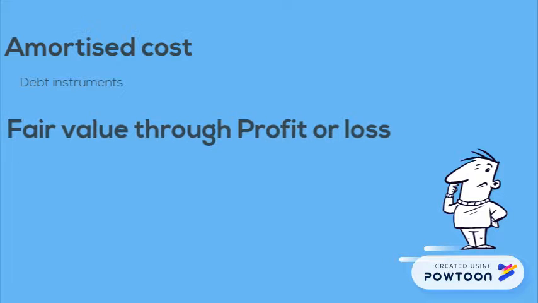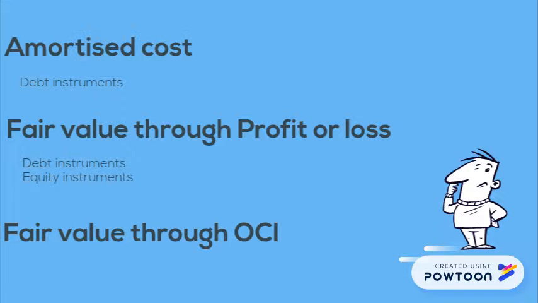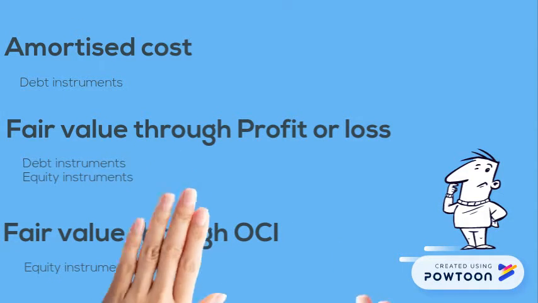Within these buckets, it's important to remember that only certain instruments may fall into them. For example, with amortized cost, you may only select debt instruments. With fair value through profit and loss, it can either be a debt instrument or an equity instrument, and with fair value through OCI, only equity instruments.